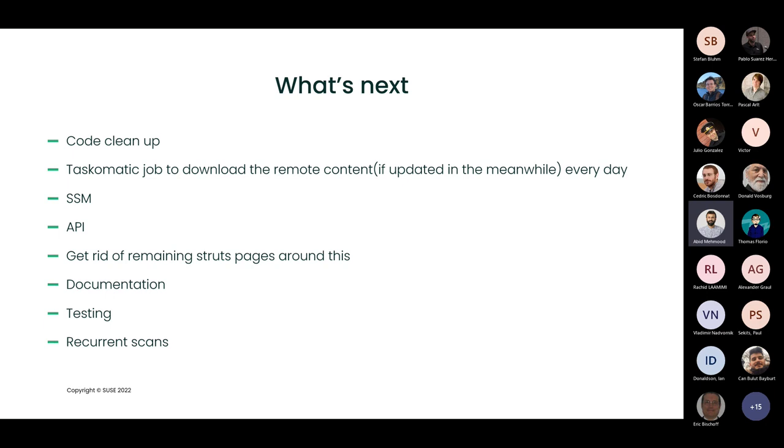Documentation, of course: we already cover it pretty well, but there are things we could do better. Testing and recurrent scans: the power that would really make this whole feature useful is the ability to perform these scans on a recurrent basis, not going there every time to manually schedule a scan and then see if it passed or failed, but just doing it once and having it done every week, every day or every month.